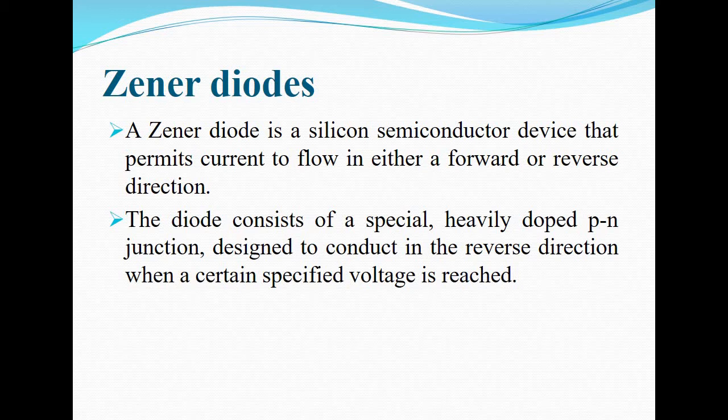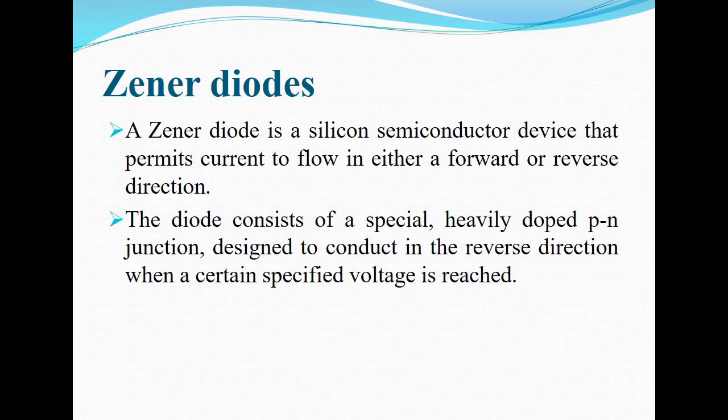So the diode is said to be in reverse bias when the cathode is connected with the positive terminal of the DC source and the anode is connected to the negative terminal of the DC source. A normal diode doesn't allow the flow of current in reverse bias.